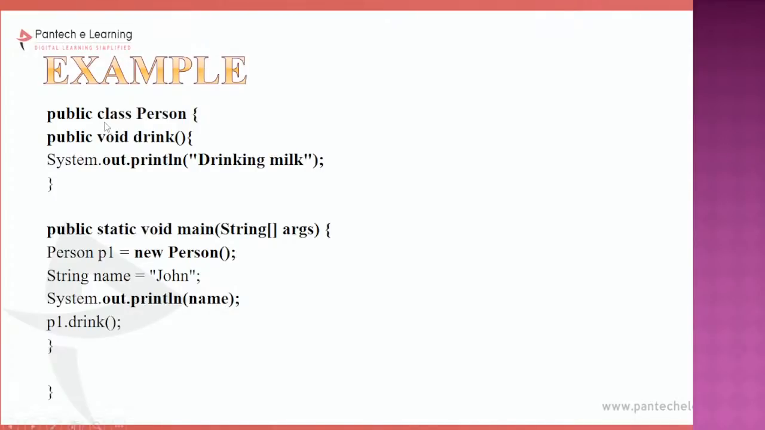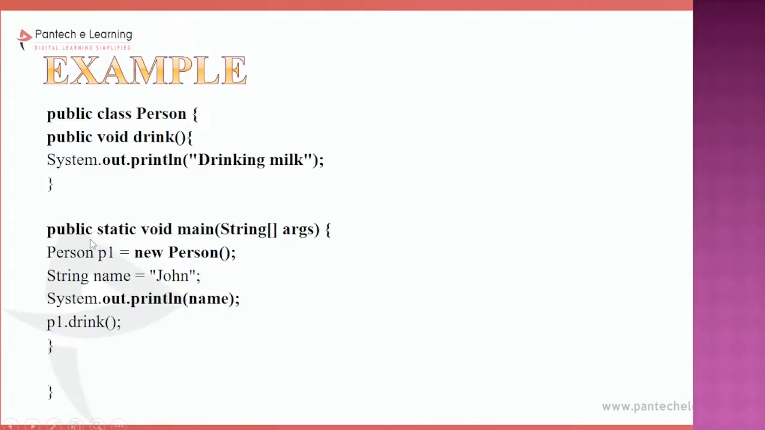So this is one simple example. This is the syntax for creating a class. public, I am going to discuss the access modifiers later in my chapters. Then class, and I have to give the corresponding class name. I am giving Person as the class, and inside this I am creating a drink method, for the different actions performed by a person. I am printing a message, drinking milk.